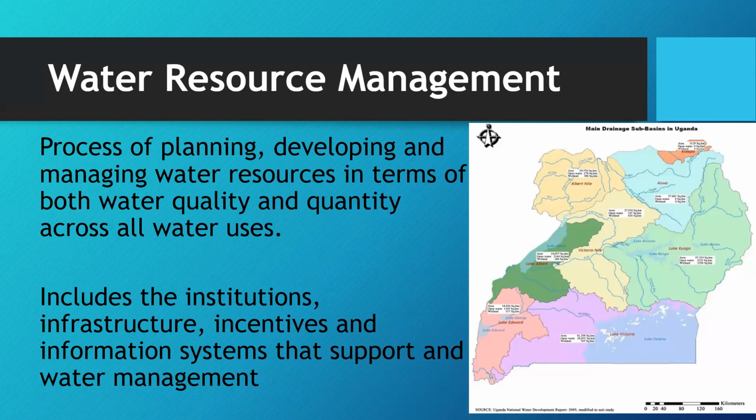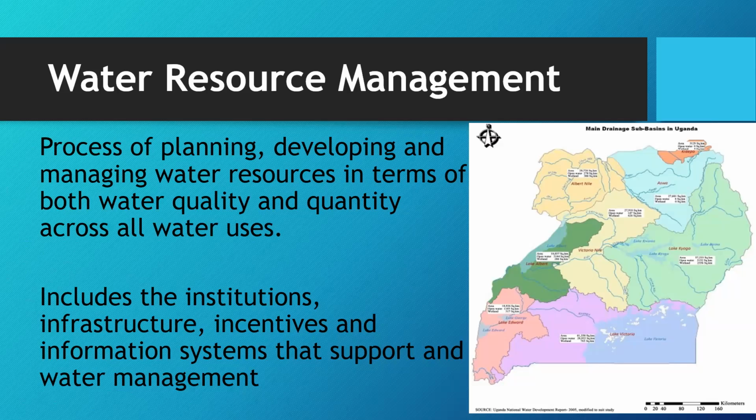Firstly, we had to define what water resource management is. This is the process of planning, developing, managing water resources, in terms of both water quality and quantity. Since we're talking about water management, it includes the institutions, the different stakeholders involved, the infrastructure, the incentives, the information, the support, everything that encompasses the management of water as a resource in Uganda.